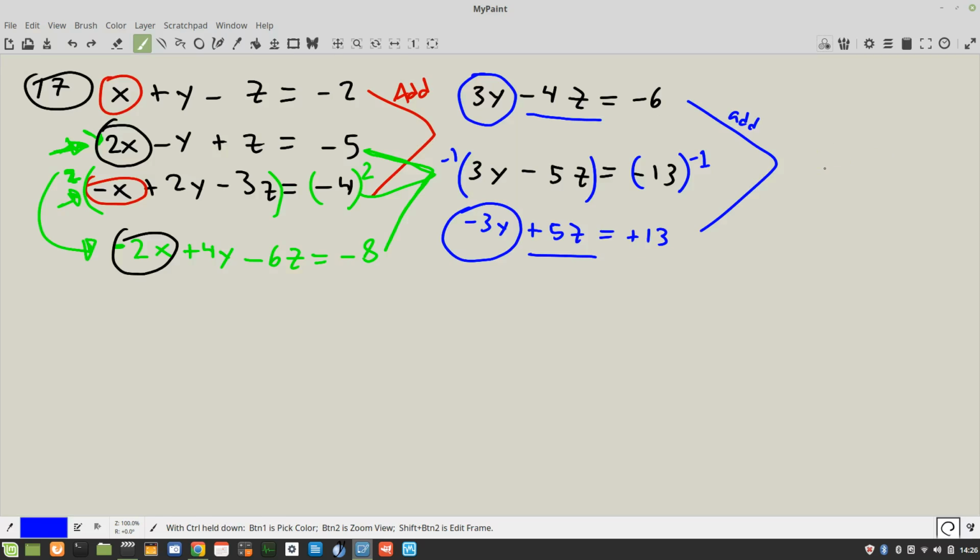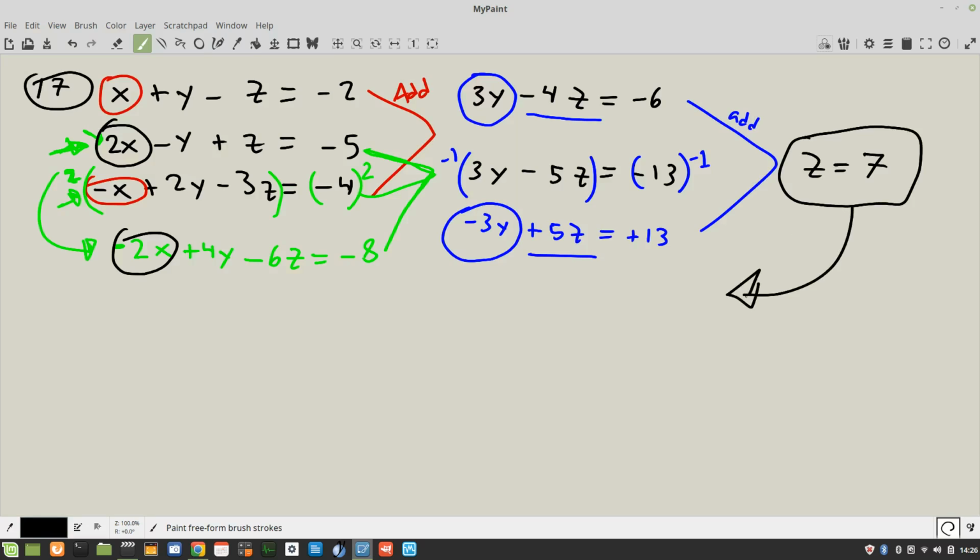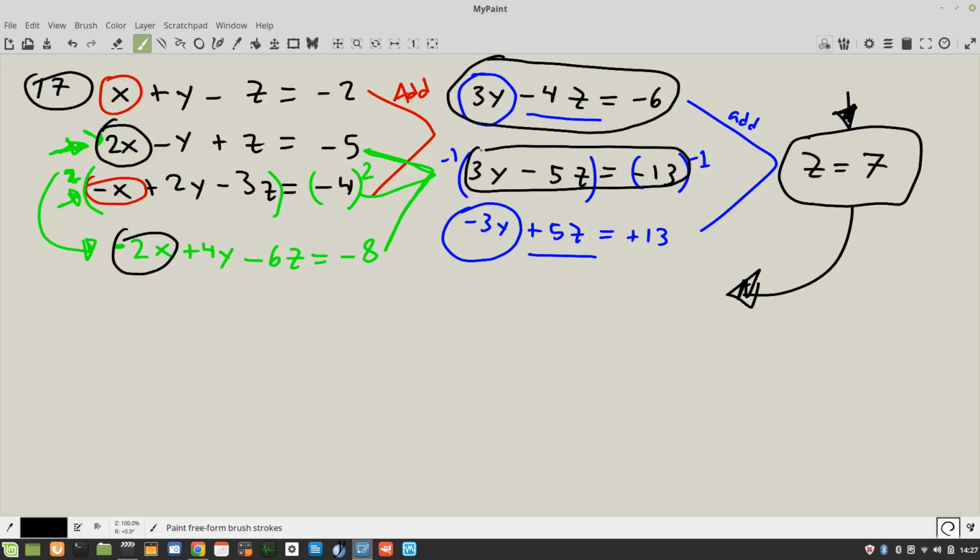Let me do this on black. Z equal to 7. Okay, so now we got one variable. Now we need to go backwards. We're gonna use this equation, z equal to 7, and plug it into one of these two equations, either this one or this one, the two variable equations, right? So you pick whichever one you want to pick.